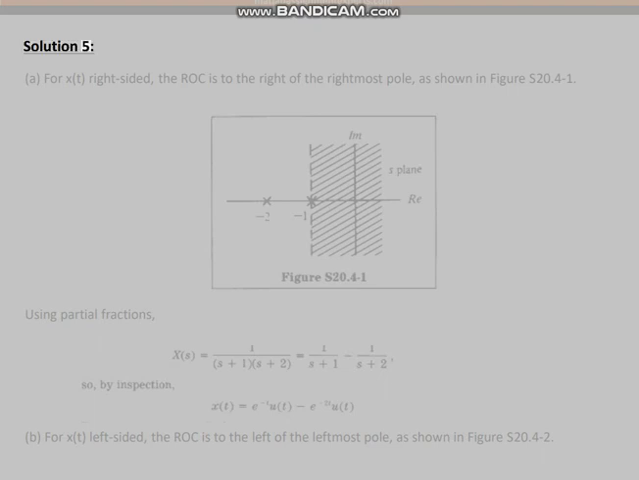Solution 5. A. For x(t) right-sided, the ROC is to the right of the rightmost pole, as shown in figure S20.4-1. Using partial fractions. B. For x(t) left-sided, the ROC is to the left of the leftmost pole, as shown in figure S20.4-2.